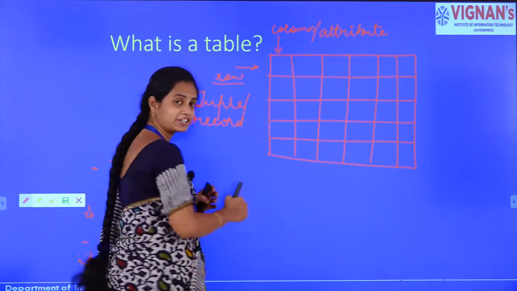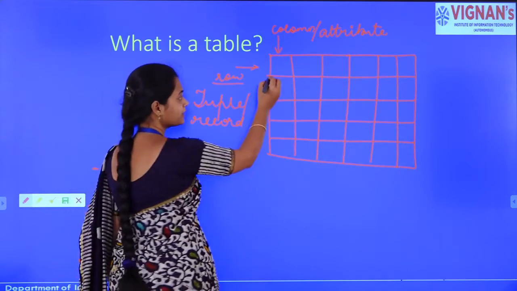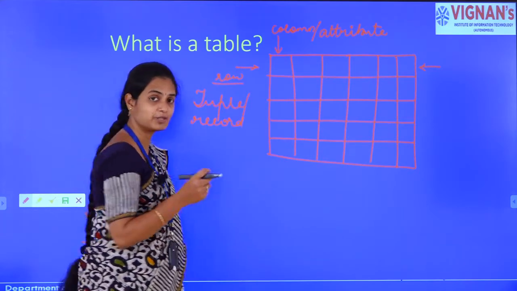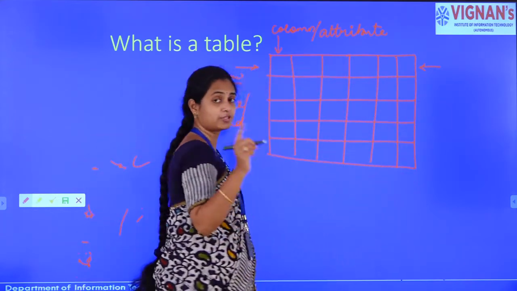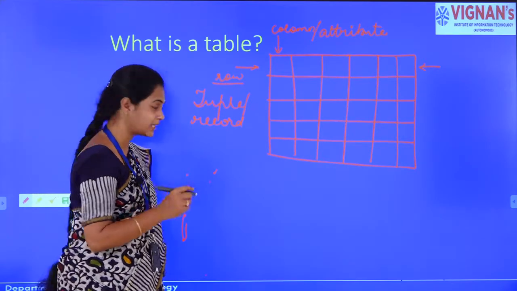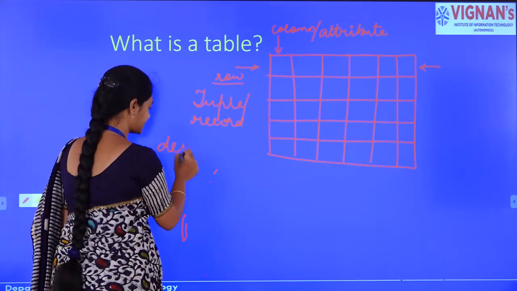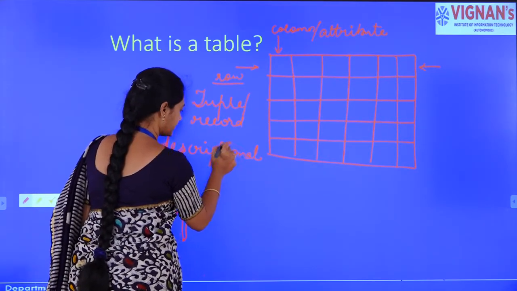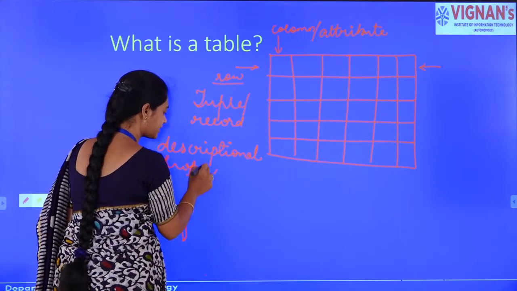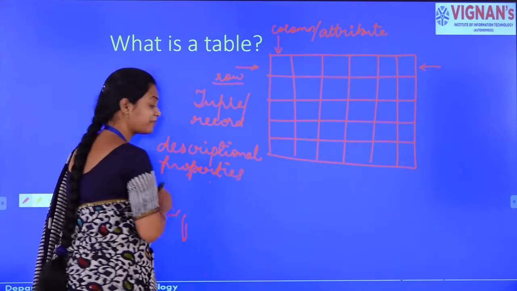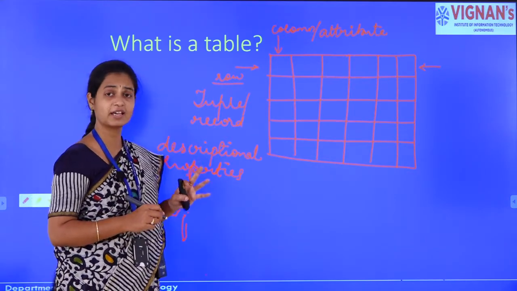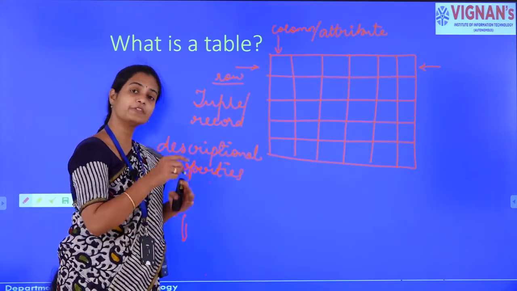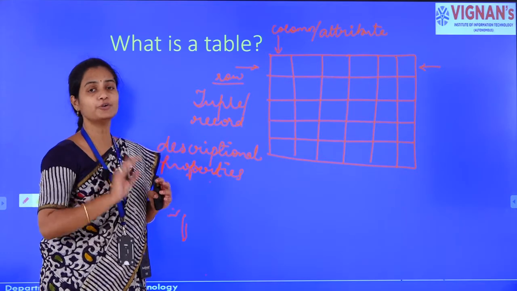So, we have this attribute. Whatever the first row we have, this first row always occupies the attributes. Now, what is an attribute? Attributes are nothing but the descriptional properties of an object that is considered for the database design. Yes, what is an attribute? An attribute is a descriptional property of the object that we have considered to design a database.